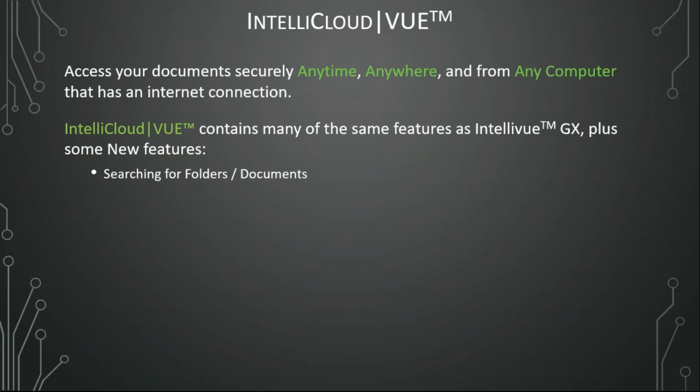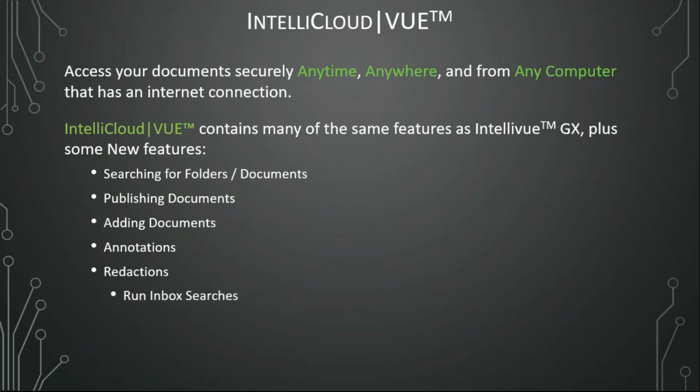These are the features you can use in IntelliCloud VUE from the hosted server. You can search for folders and documents. You can publish documents out of the system. You can add documents. You can add annotations, like our highlight annotation or stamps if you utilize those in Intellivue GX. You can add redactions. You can run inbox searches or those advanced query searches that you've done in Intellivue GX, and have those run in IntelliCloud VUE.